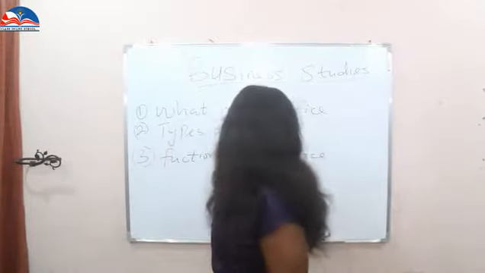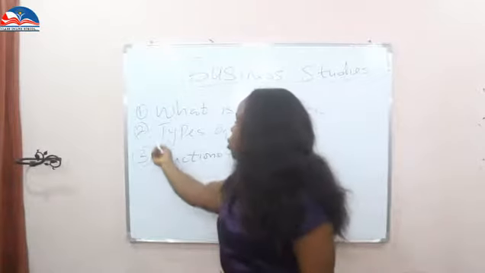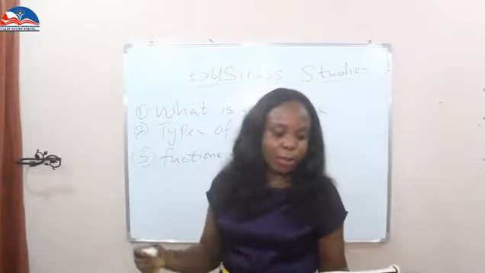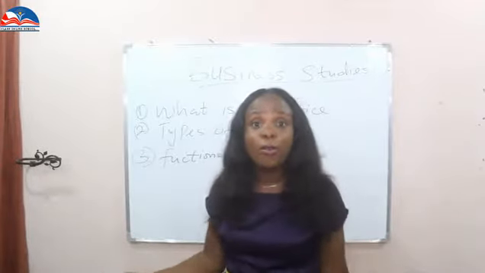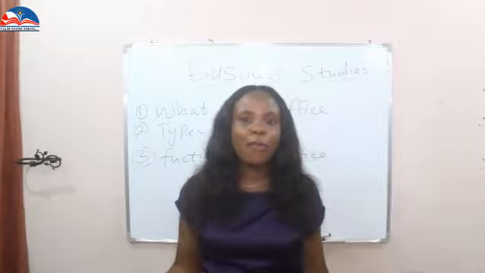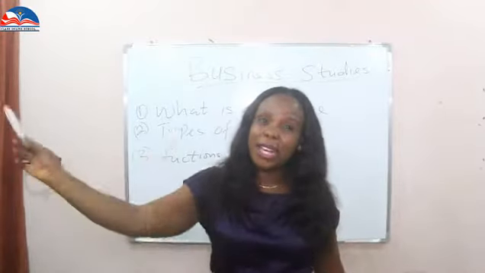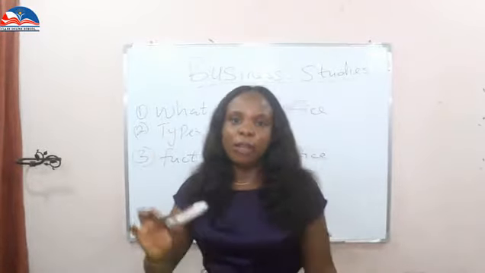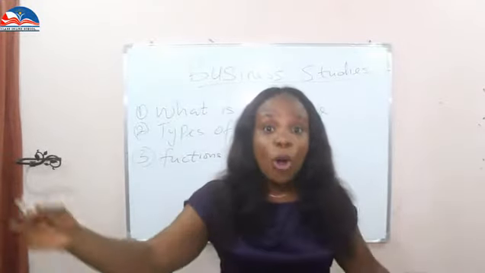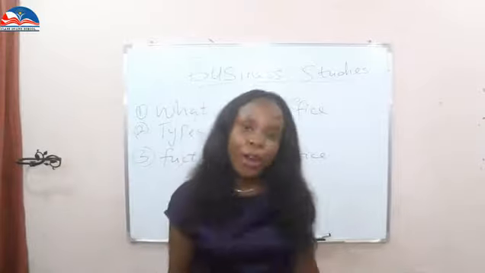Having talked about what an office is, now we are going to talk about the types of office. We have the small office and we have the large office. And we can equally have the open office and the demarcated office. Now let me talk about the types of office. We have the large office that can be in an open area.